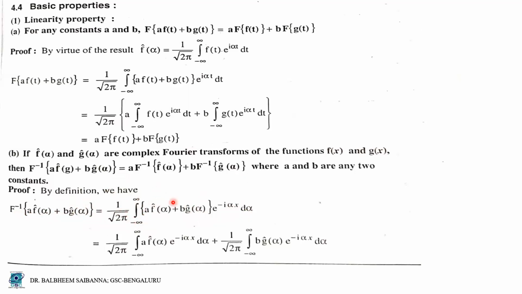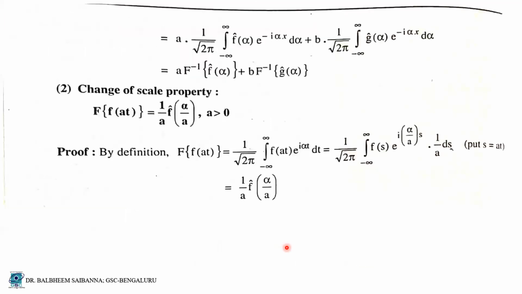This is how I am writing this one because your F inverse is there. Then again here a sum of two terms is there. We write the sum of two integrals. Then we get 1 divided by root 2 pi, integral over the limit minus infinity to plus infinity of a f cap alpha, e to the power of minus i alpha x d alpha, plus 1 divided by square root of 2 pi, integral over the limit minus to plus infinity of b g cap alpha, e to the power of minus i alpha x d alpha.